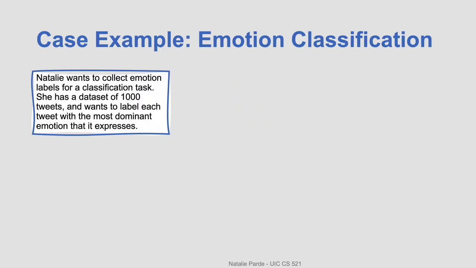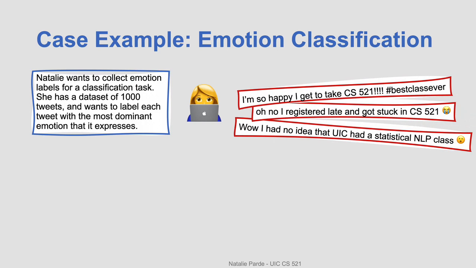To see how we might define an annotation schema for a specific annotation task, we can walk through a case example. Let's say we have a character, Natalie, who wants to collect emotion labels for a classification task. She's interested in working with Twitter data specifically and has already downloaded 1,000 tweets from the web that she wants to have labeled. She wants each tweet to be labeled with the dominant emotion that it expresses. She needs to create her annotation schema for this task, so the first thing she needs to do is decide upon a reasonable set of labels.